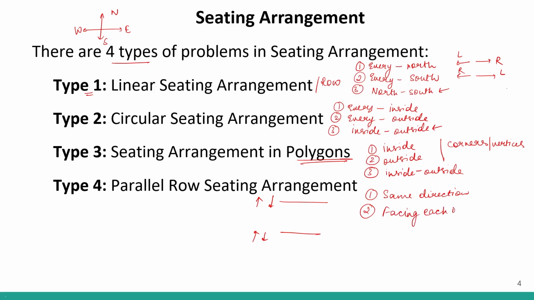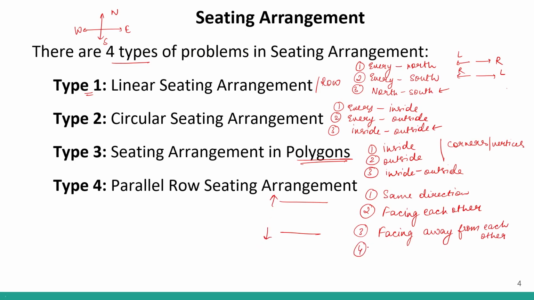Facing each other means the above row is facing south and the below row is facing north. This is facing each other. Third possibility is facing away from each other. Correct? This is also a type of question you can get. That means this row will be facing north and this row will be facing south.